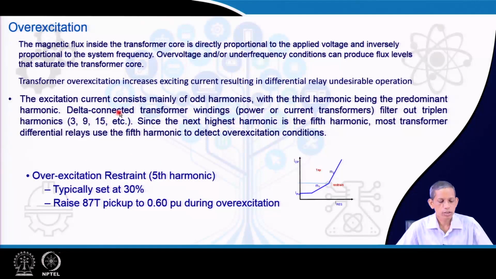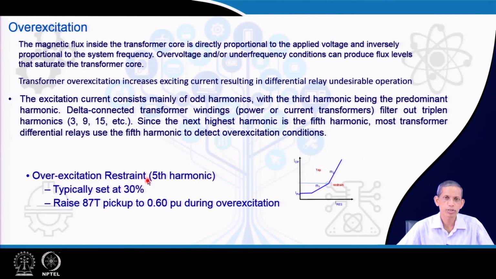Now, this excitation current consists mainly of odd harmonics, but as already known, in the filtering process for the differential current, the odd harmonics are symmetric to the zero sequence. Therefore, they will not be available in the differential current. So it is found that the fifth harmonic component is a suitable choice for detection of the over excitation condition in general.